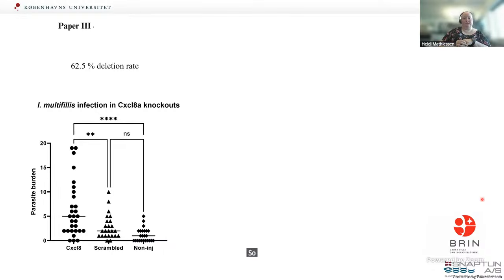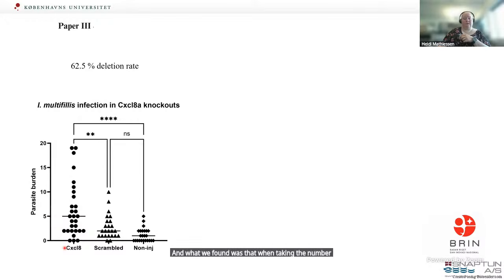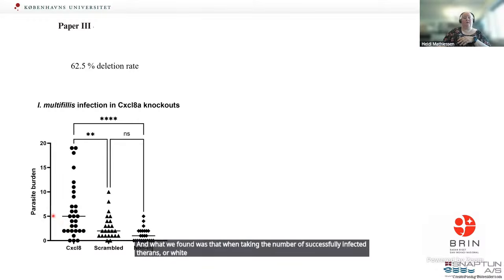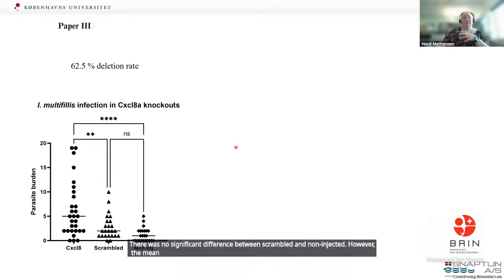So we had a 62.5% successful deletion rate, meaning roughly 30 larvae had a mutation out of the 48. And what we found was that, when looking at the number of successfully infected theronts, or white spots, the mean number was significantly higher in the knockouts compared to both scrambled and non-injected. There was no significant difference between scrambled and non-injected. However, the mean number was a bit higher, probably reflecting that when you inject things into them, the fish becomes a bit weaker.